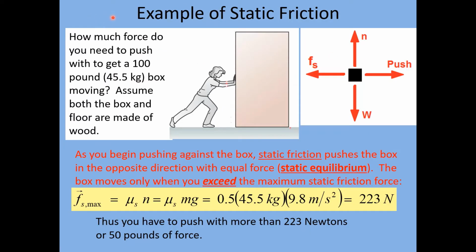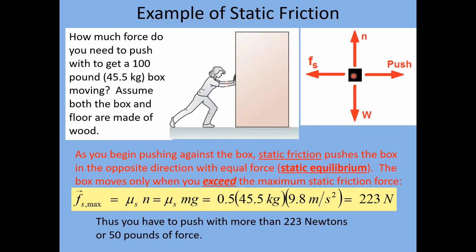All right, so let's go ahead and do an example now with static friction. So the question is, how much force do you need to push with to get a 100-pound box, which I converted here to 45.5 kilograms, moving? In other words, how much force is required to get this box to start moving, to start slipping across the floor? Assume both the box and the floor are made of wood.